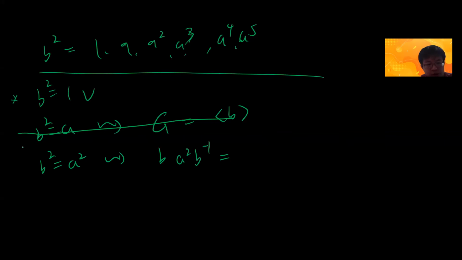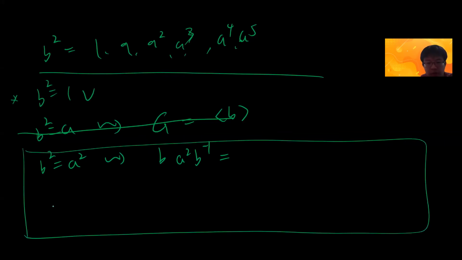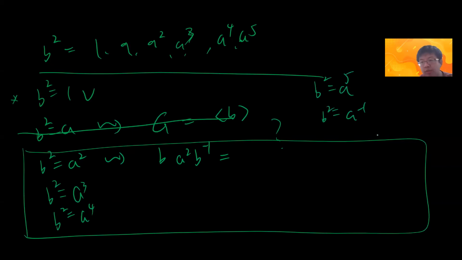Okay, so let's keep this as a question, right? So we've got B squared maybe A cubed, or B squared maybe A^4. B squared cannot be A^5, right? If B squared is A^5, then B squared will be A^-1, and it's the same as the whole group G being generated by A, since A^-1 is the inverse of A. So the only possibility is that we get these.